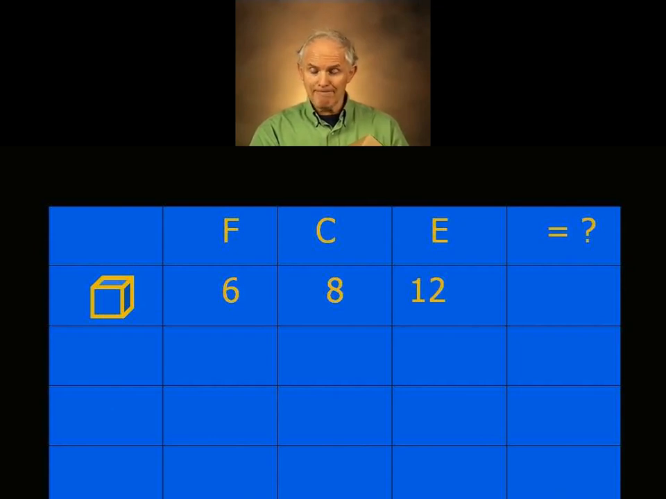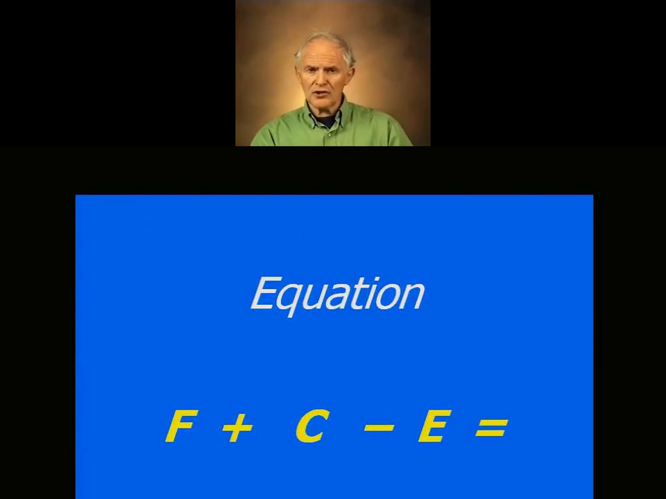So, okay? Now then, here's the algebra bit. What we're going to show you now is an equation. The equation says F plus C minus E equals something. What we're actually saying is the number of faces, which is 6, plus the number of corners, which is 8, minus the number of edges, which is 12.